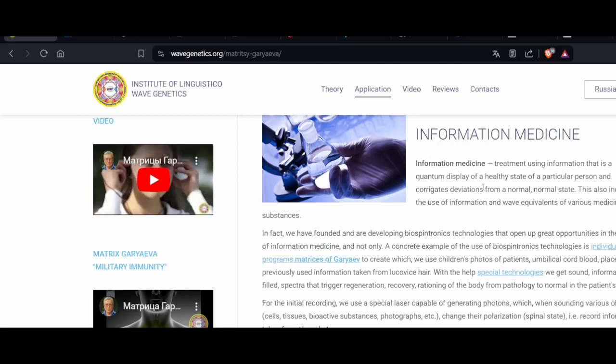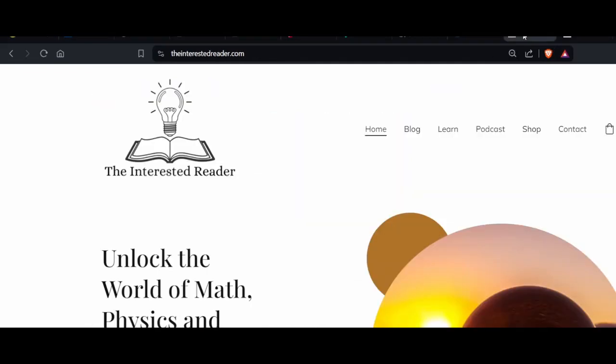So just to quote, treatment using information that is a quantum display of a healthy state of a particular person. So they're basically going to take a picture, a sound from a healthy DNA, play it, and then your DNA will become healthy. That information transmits to your cells. So it's pretty amazing.